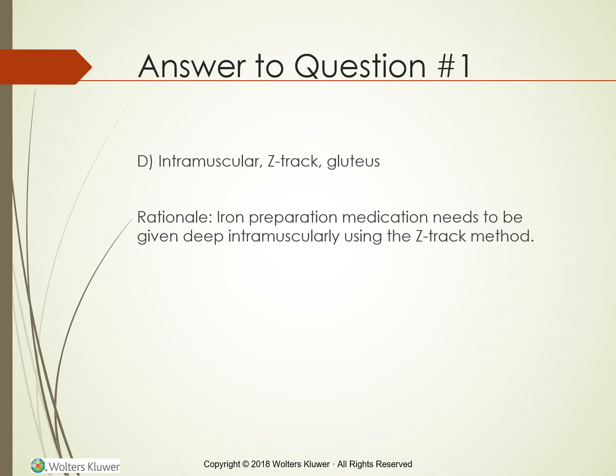The answer is D. Intramuscular Z-track gluteus. And the rationale is the iron preparation medication needs to be given deep intramuscularly using the Z-track method. Using Z-track keeps the iron from leaking back into the tissue, and also it's less irritating to the tissue.